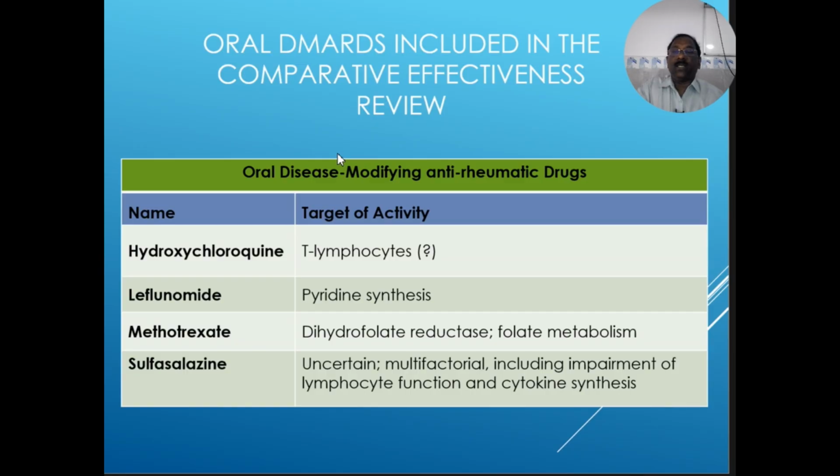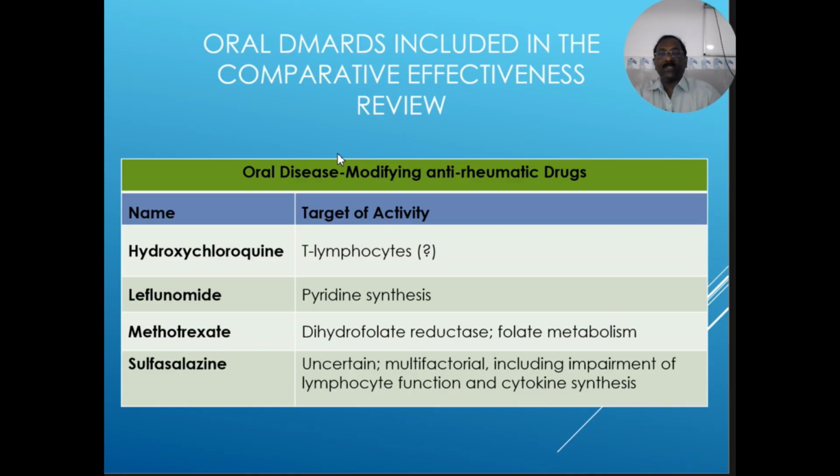So these are the targets of the activities: hydroxychloroquine, T lymphocytes, leflunomide, already told you the pyrimidine synthesis, methotrexate, dihydrofolate reductase and folate metabolism. So you have to supplement the folic acid whenever the fellow is on the methotrexate. That is a very important point. So I tell my patient to take the methotrexate once in a week and folic acid 5 milligrams twice in a week, at least twice in a week. Sometimes some people write 5 days in a week, some people every day. I prefer only twice in a week.